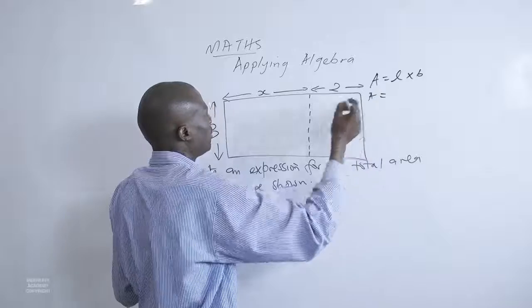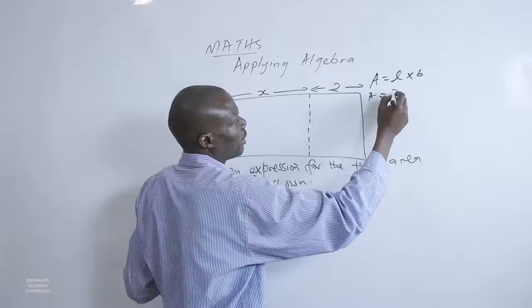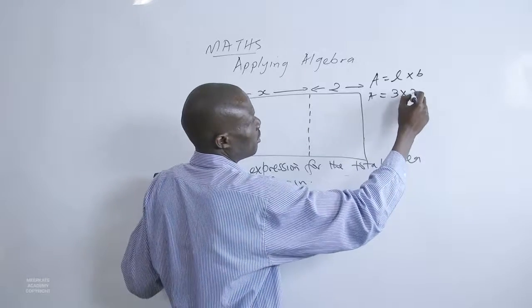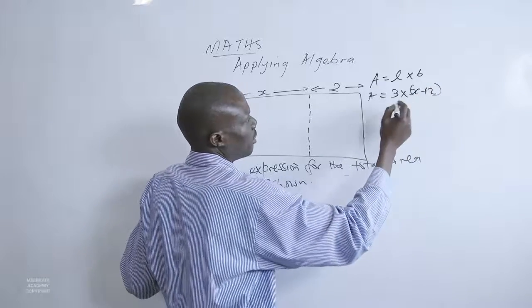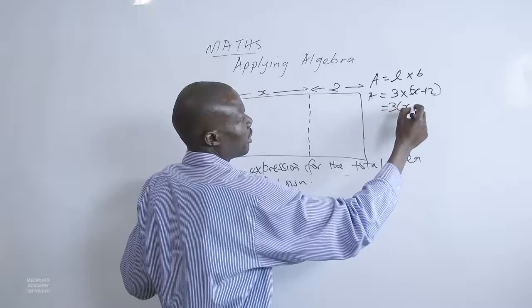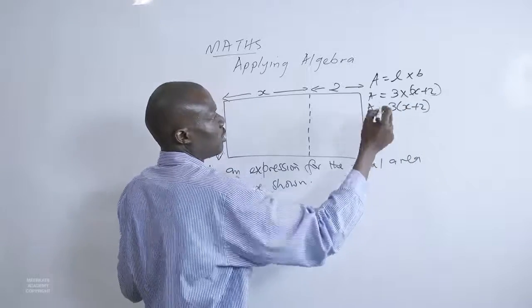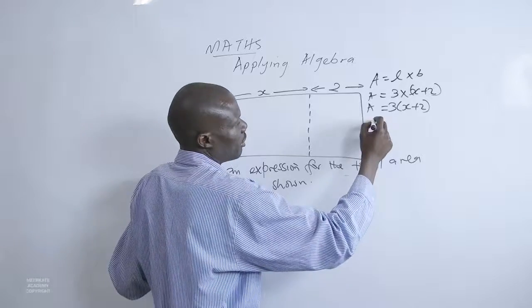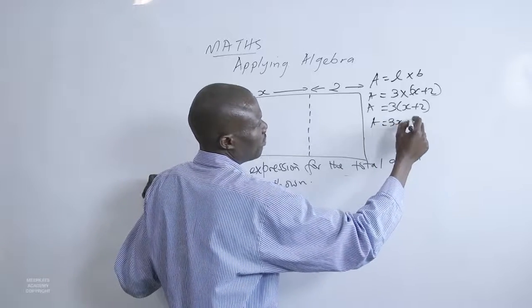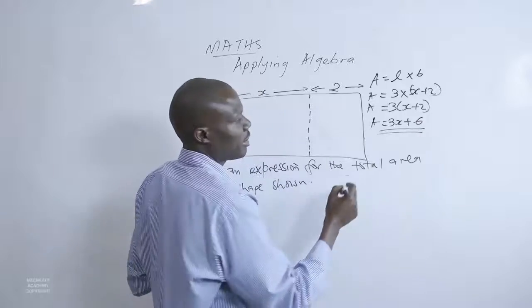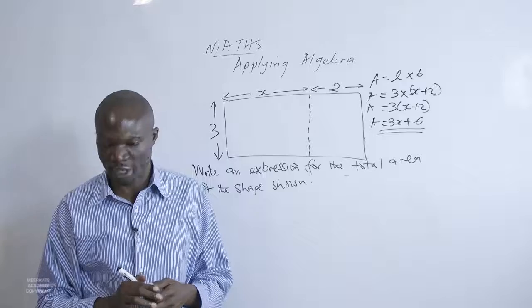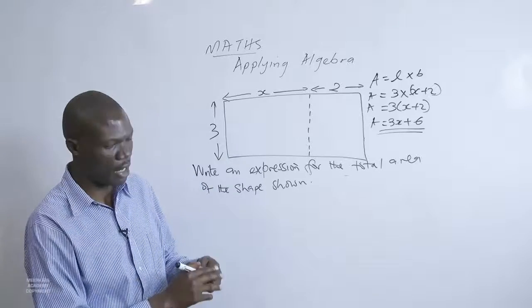And area here is equal to the length, which is 3, times the breadth, which is x plus what? Plus 2. This is the same as 3 into x plus 2. Using distributive law, we can now expand this, and you'll get our area being 3x plus 6. That is an expression that gives us the area of that particular shape that we have.